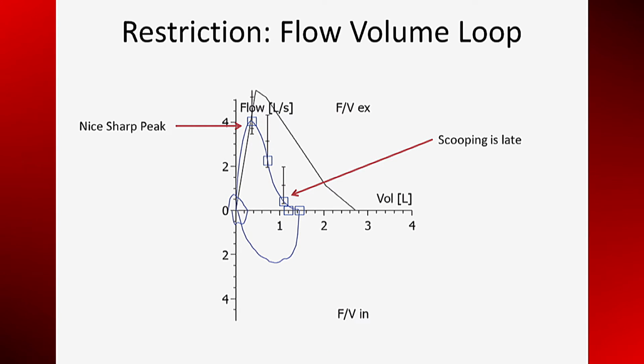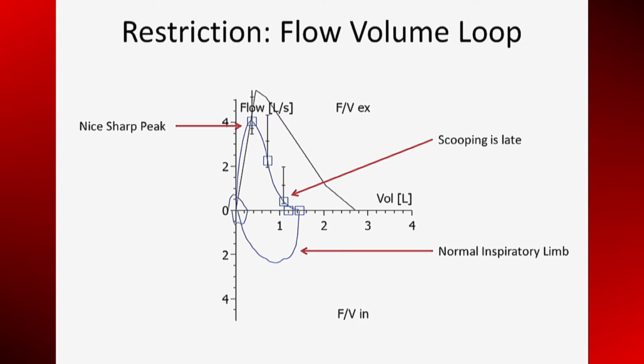There is slight sagging of the sail or scooping of the expiratory limb. Note that the scooping is late during exhalation. We will see in a later slide how this shape affects these spirometry values in a pattern characteristic of restriction.